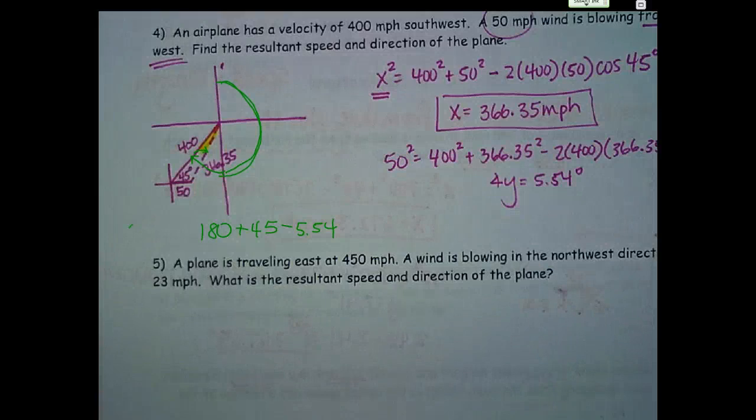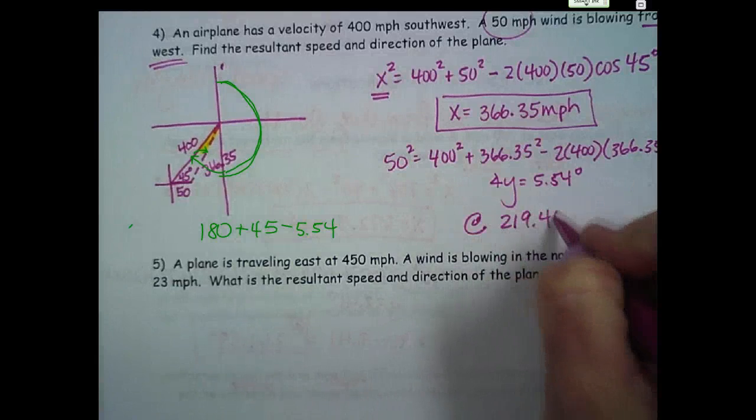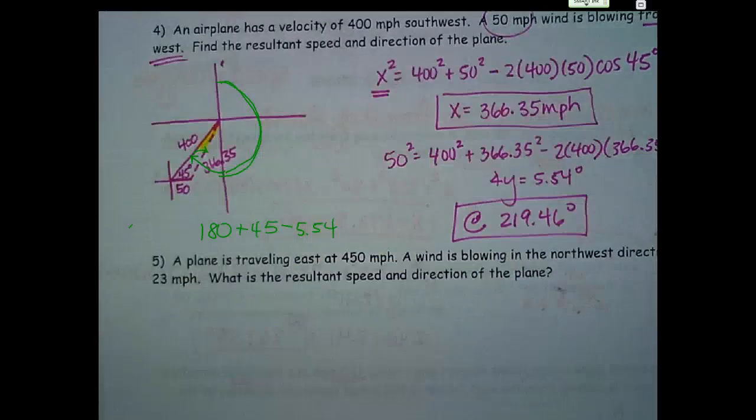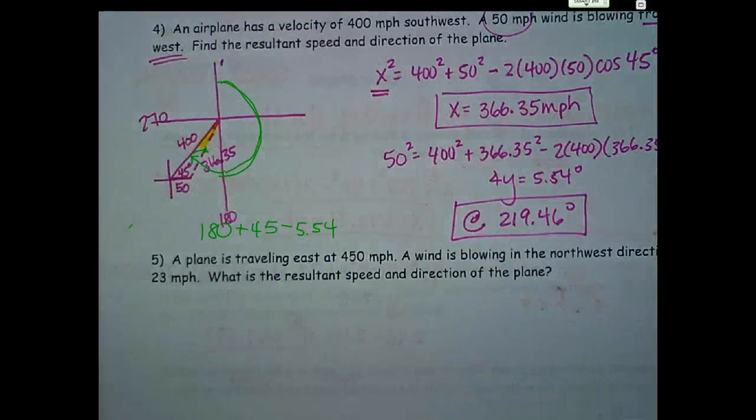Yeah, now, so the answer then for that is you're traveling at 219.46 degrees. In other words, that's this direction right here. I knew it had to be more than 180 and less than 270. All right, number 5.